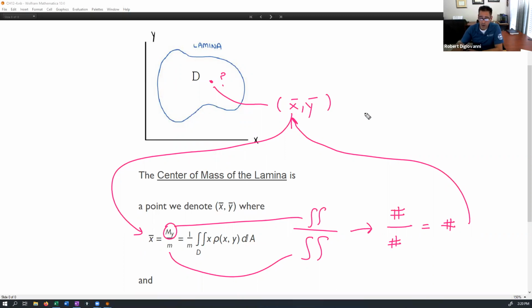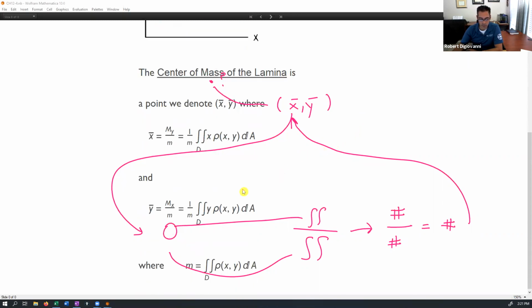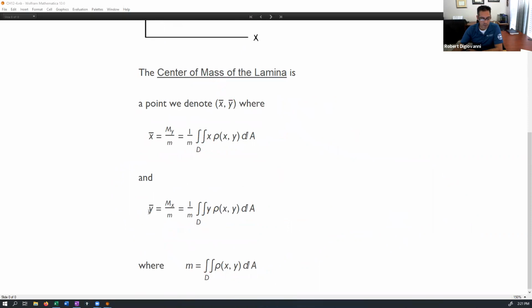To find y bar, it's the same thing. It's just a different formula. So to find y bar, you take the moment about the x-axis and divide it by the mass.